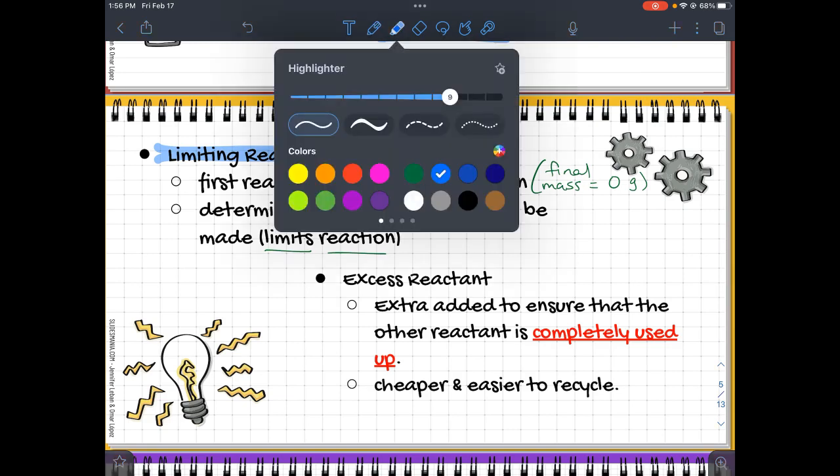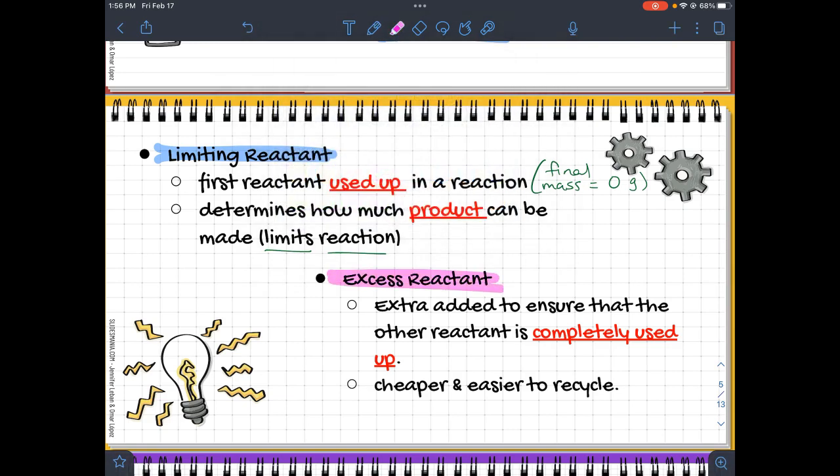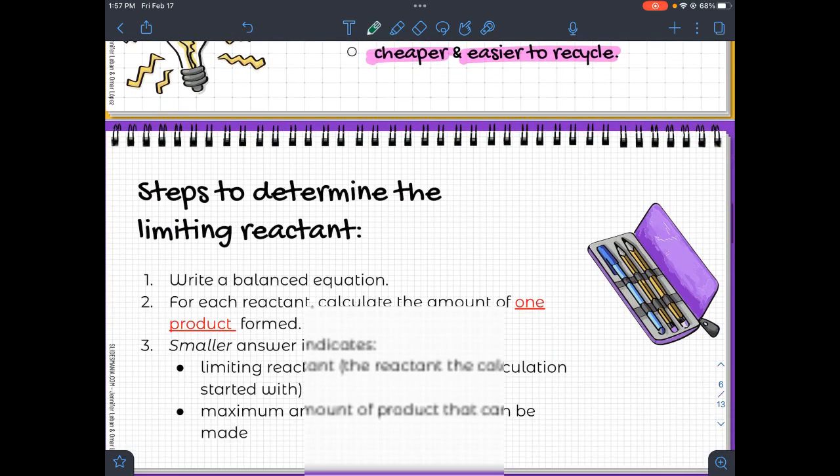The other reactant we call the excess reactant. Extra is usually added of this particular chemical to make sure that the other reactant is completely used up. There's going to be some leftovers, and leftovers are considered waste. And so the excess reactant is usually going to be the chemical that is cheaper and also easier to recycle or reuse. So the limiting reactant is the one that runs out. The excess reactant is the one that we have too much of, and there is some left over.